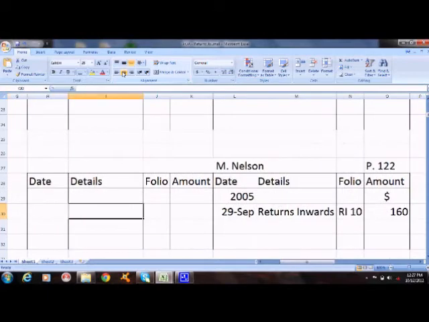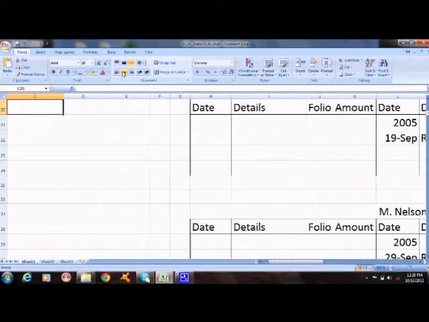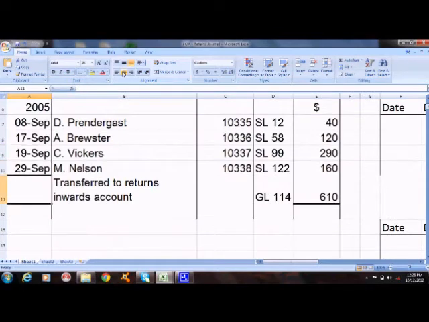Normally you would see something like sales over here, right? The same account that it would be entered in. For example, you had something that sold goods on credit to M. Nelson on September 28. You would have the date over here, sales, and then the amount, and then you return goods to us on 29th September. You would have both of them in the same account. Now, it also said transferred to returns inwards account, general ledger, page 114 of the general ledger, 610, which is the total of this right here.